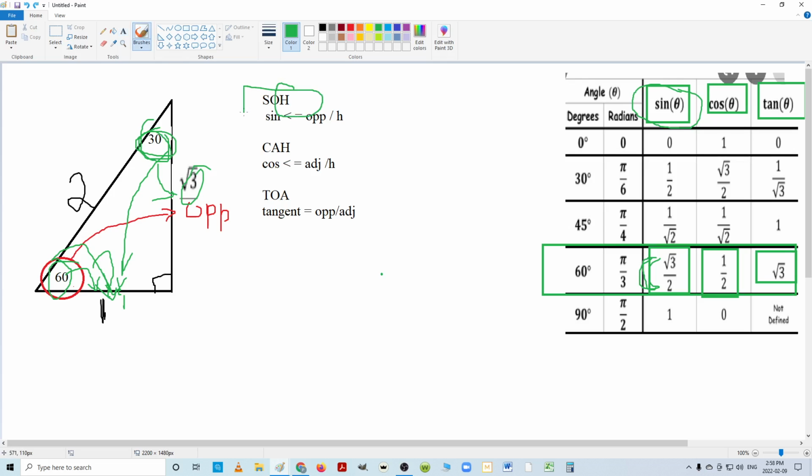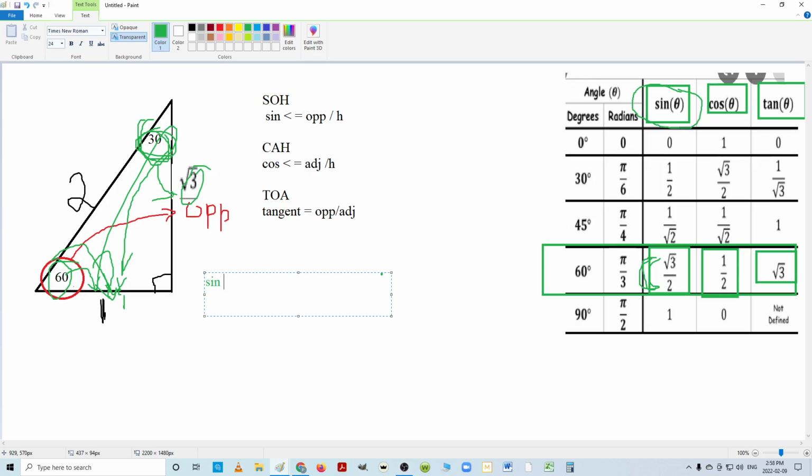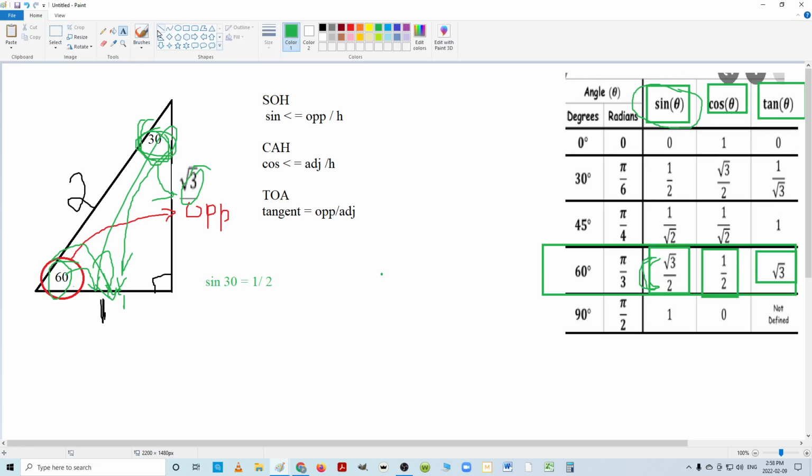So SOHCAHTOA says opposite of this 30 is this 1 over here. Opposite side. So that means the sine of 30 is equal to the opposite side 1 over the hypotenuse 2. Sine of 30 is equal to 1/2. Right there.